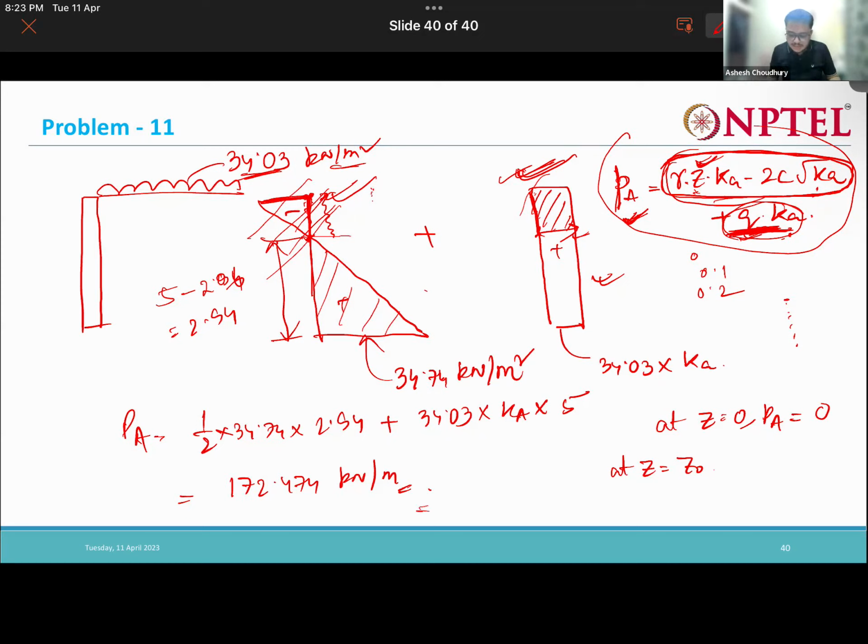Okay, so with this problem, today we will not solve any problem regarding passive earth pressure. Next class we will be solving the passive earth pressure problem, and we will be solving some problems where there is some friction between the wall and the soil. We will consider that and try to solve some problems. Okay, so we will end today's class. Thank you. Good night.